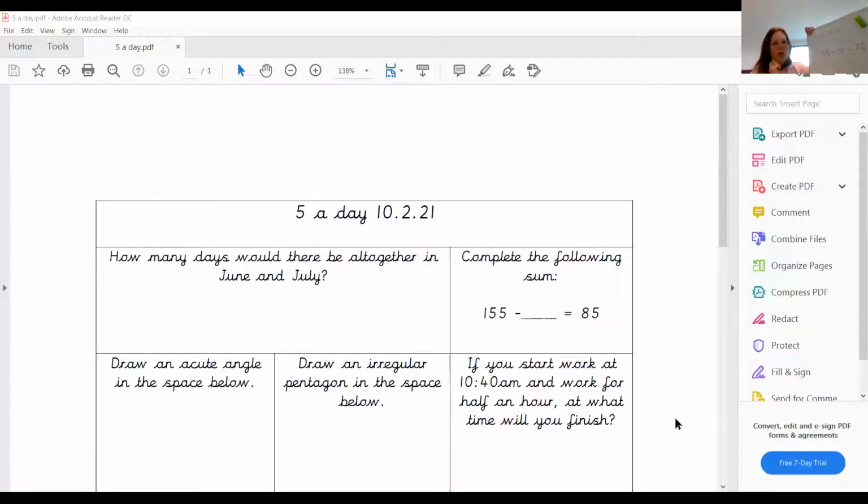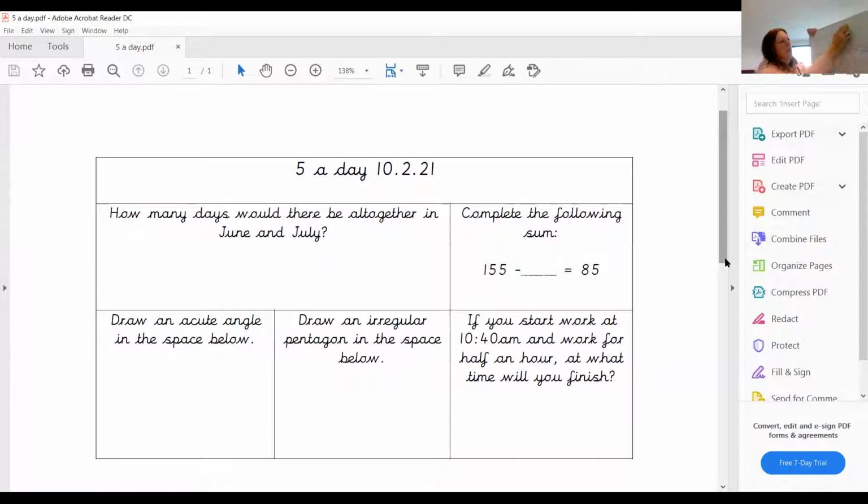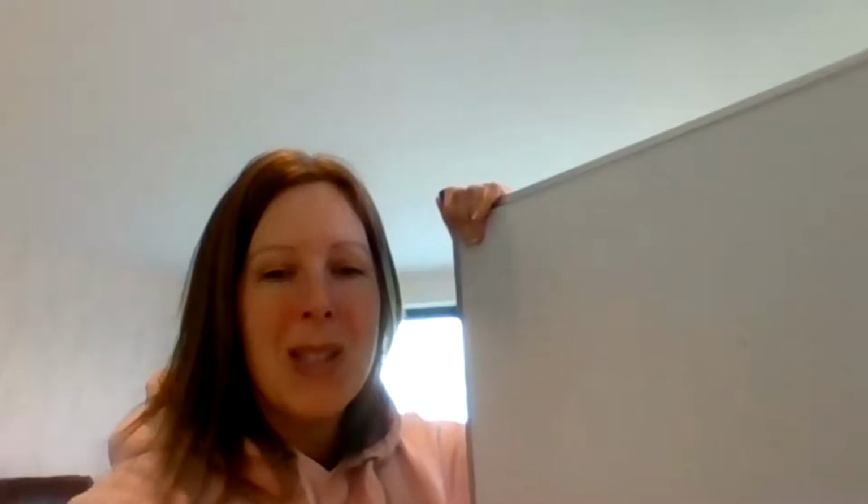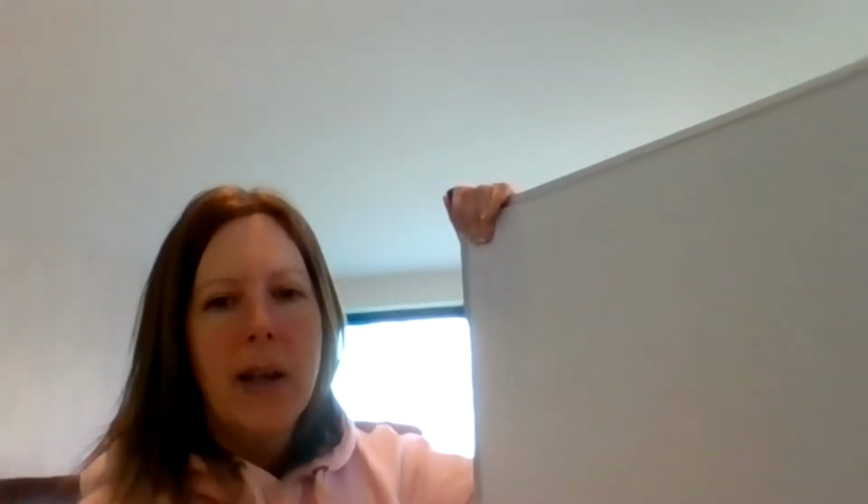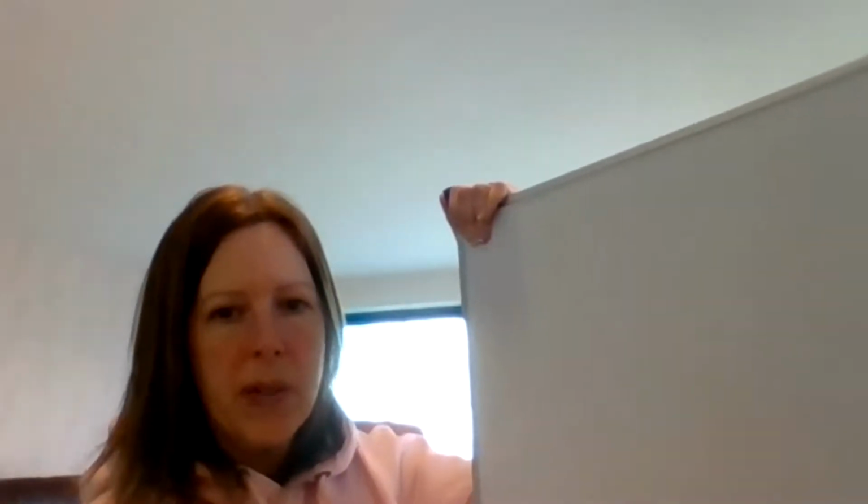So there we go. Draw an acute angle in the space below. So an acute angle, we looked at those the other week in maths. Now, hopefully we can remember an acute angle by its name, as it's a little cutie, which means that it's a small angle. So it is smaller than a right angle, smaller than 90 degrees.